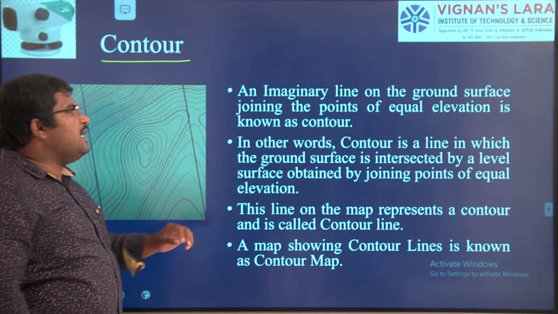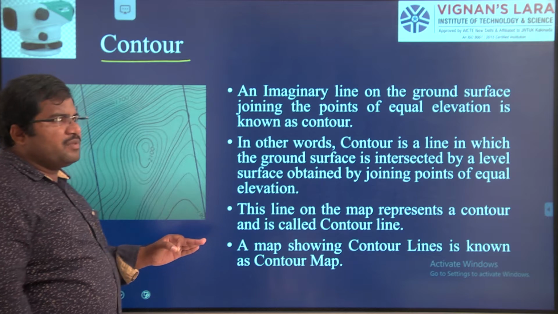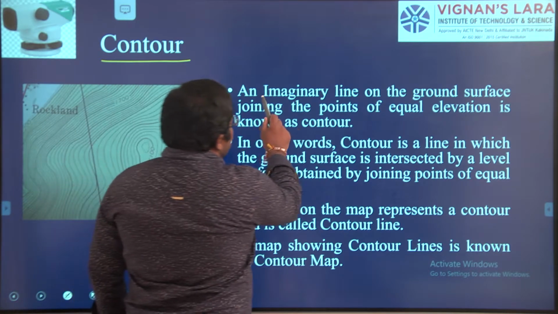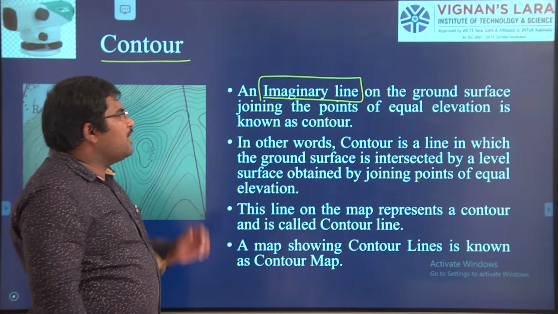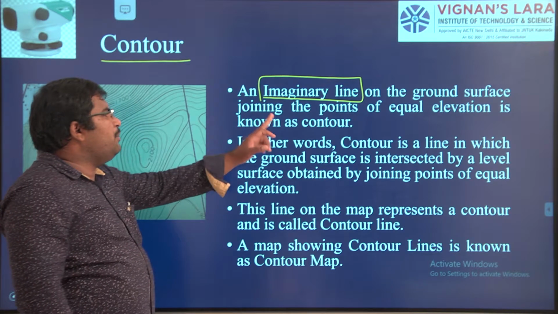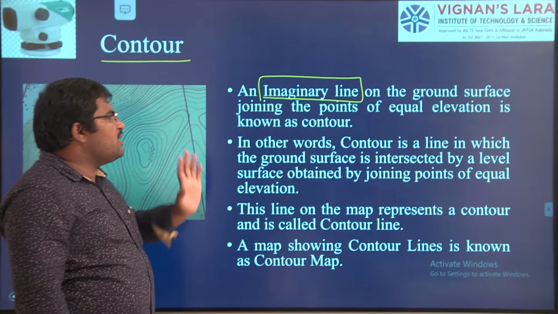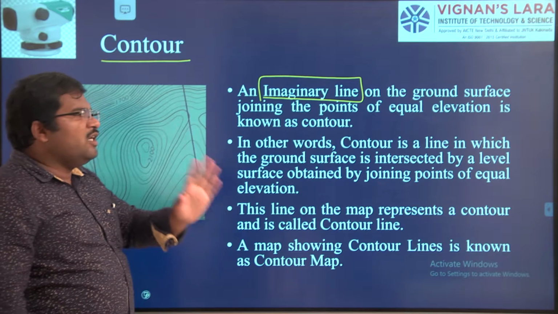A contour is an imaginary line on the ground surface. It is an imaginary line on the ground surface joining the points of equal elevation.